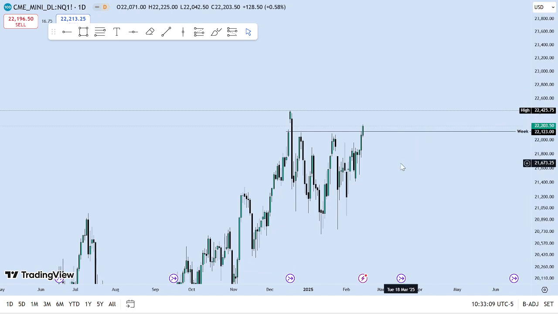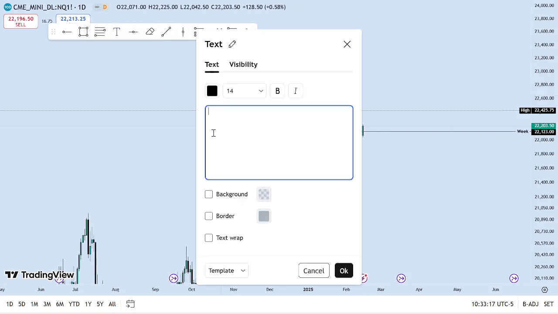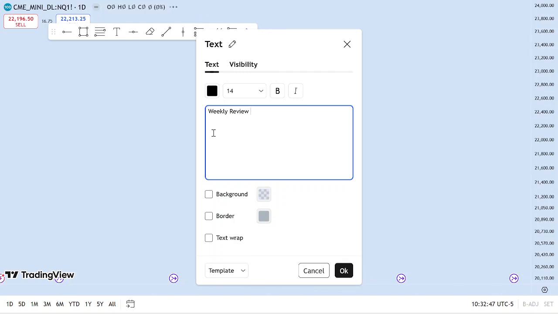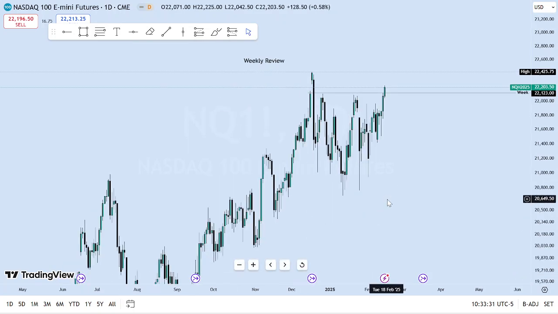We have a Nasdaq chart weekly review on the Nasdaq chart, this daily chart. We're looking at price action for the coming week and how price action played out last week.